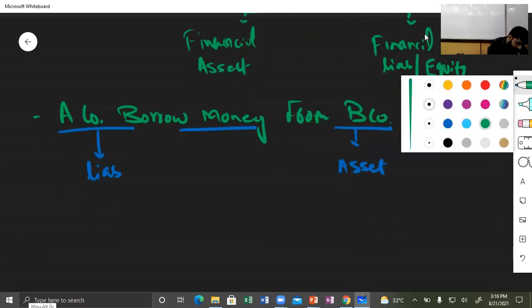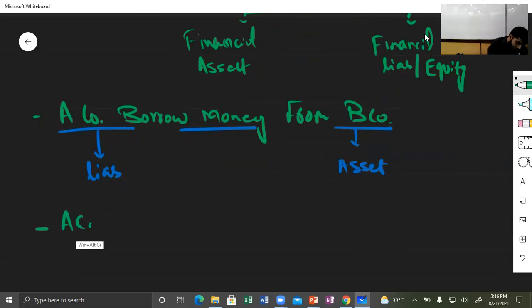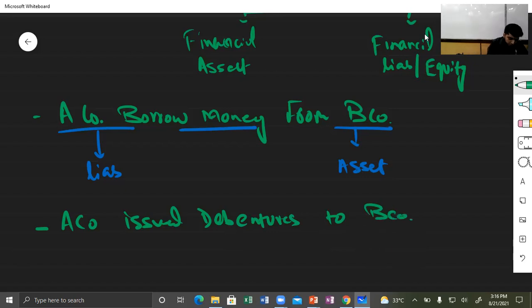And that is, for example, A company issued debentures to B company. Now, what is going on? A company issued debentures. Why have they issued the debentures? Because they have taken an amount. They have borrowed the amount from one company or from the general public.